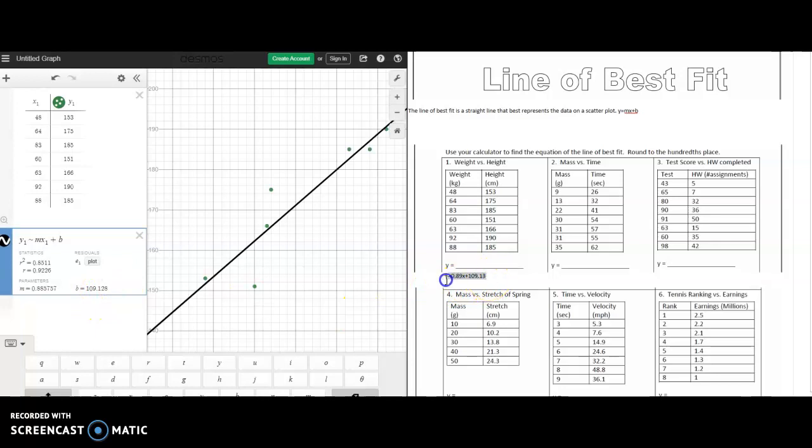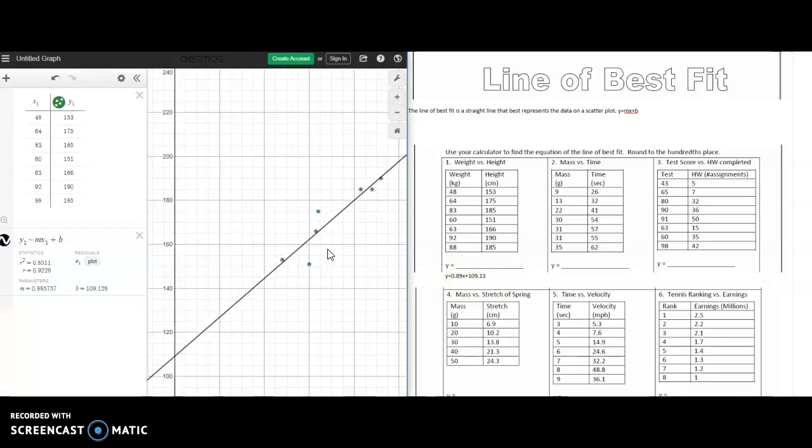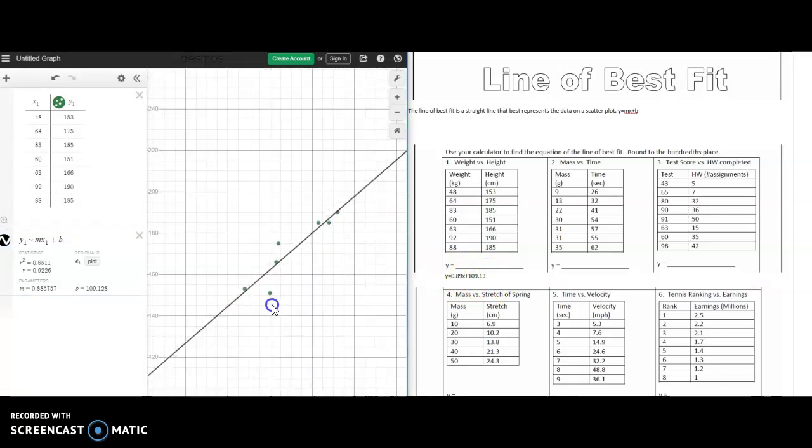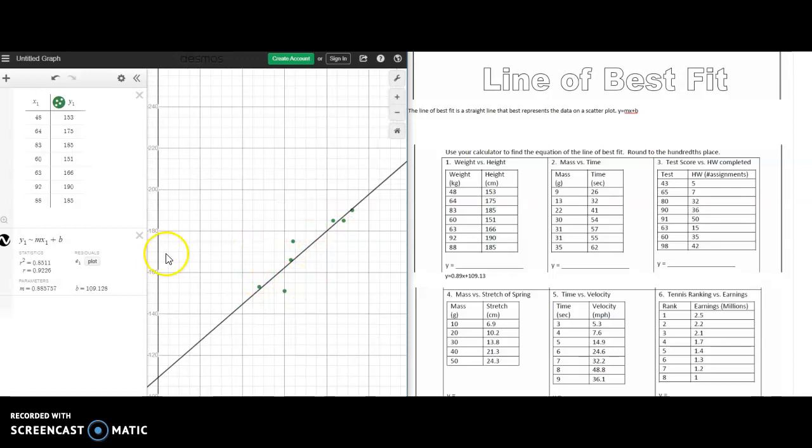So here is the equation for the line of best fit for this data. y equals 0.89x plus 109.13. So you could say that the y-intercept is 109 and the slope is 0.89. And again, if we look at the graph, that's the line that best fits those points on the graph. So go ahead and try number 2.